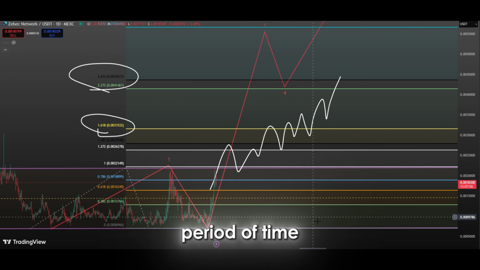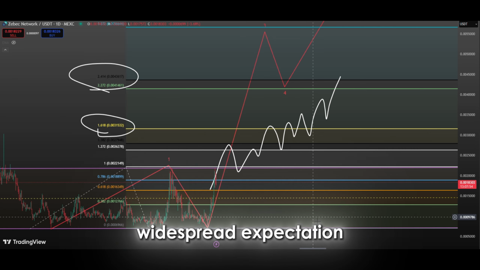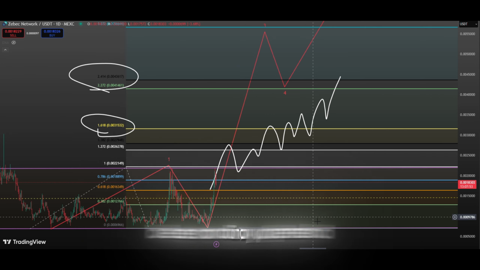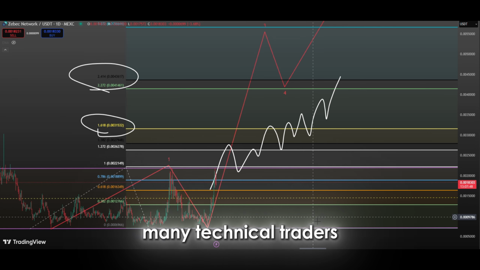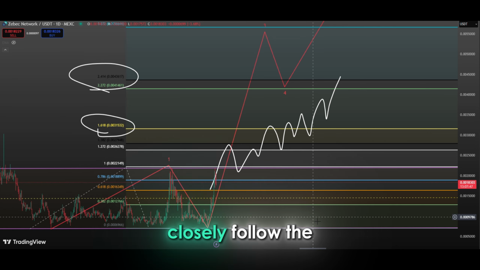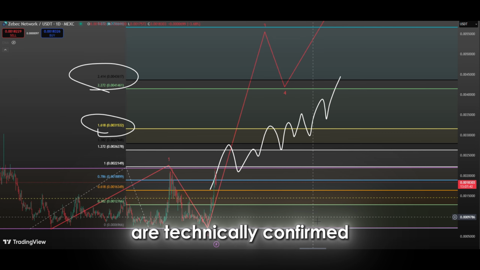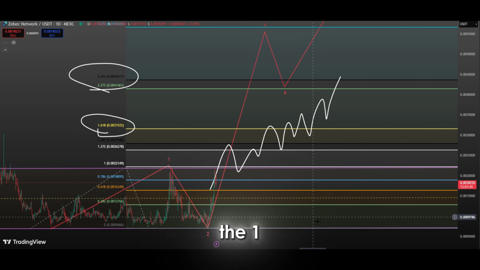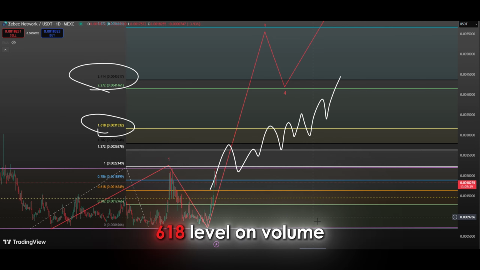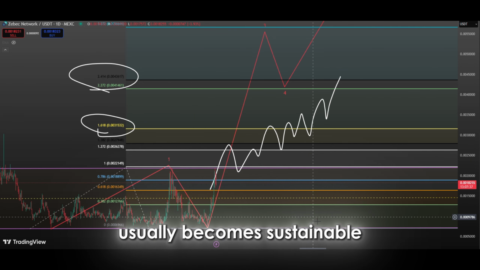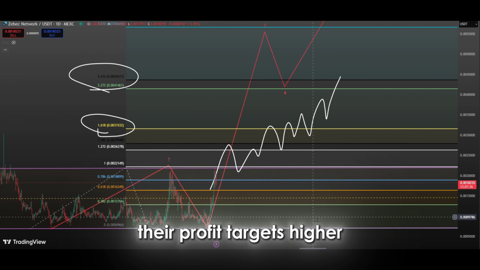period of time. In this context, there is a widespread expectation that the third wave will not be an ordinary uptrend, but rather a much stronger attack than previous price behavior. Many technical traders and algorithmic systems closely follow the third wave targets and base their trading strategies on this wave. If these levels are technically confirmed, that is, if the price breaks the 1.618 level on volume, the bullish move usually becomes sustainable and traders move their profit targets higher.